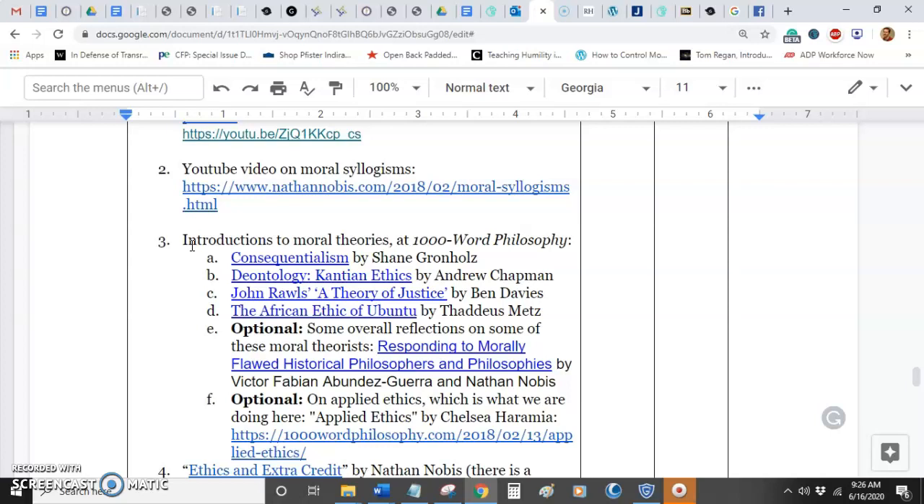One is called consequentialism, another is Kant's ethics, another is Rawls' theory of justice, and there's the African ethic of Ubuntu. And here's a little paper where there are some reflections on these theorists, these people who developed these theories, and another topic in applied ethics, which sees how these could be applied to other issues. But what's most important is knowing these.